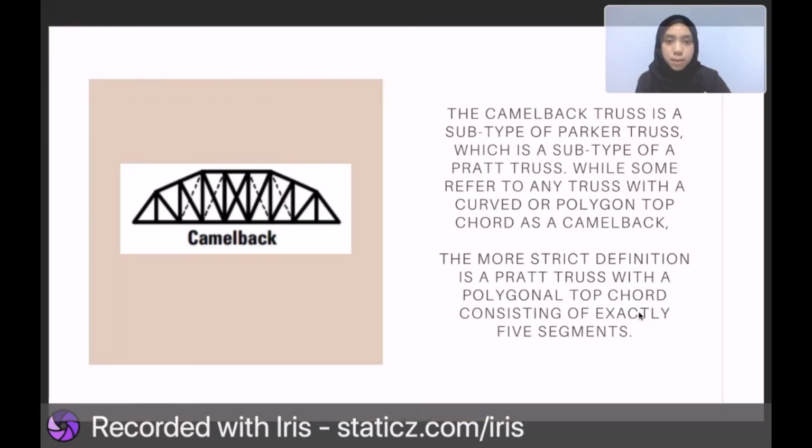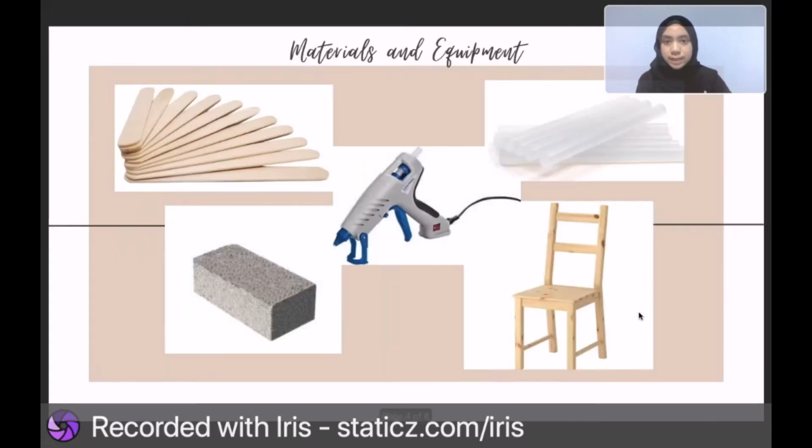This is the concept of camelback truss. The camelback truss is a subtype of bucket truss, which is a subtype of a Pratt truss, while some refer to any truss with a curved or polygon top chord as the camelback. But the more strict definition for camelback truss is it is the Pratt truss with a polygonal top chord consisting of exactly 5 segments.